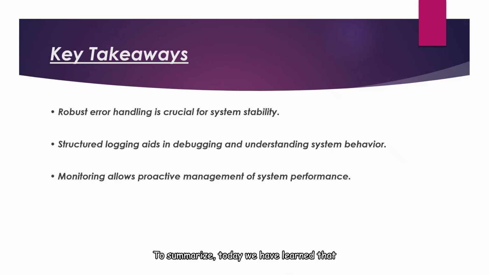To summarize today, we have learned that robust error handling ensures that your system can recover gracefully from unexpected failures. Effective logging allows you to trace system behavior and debug issues when they arise. Lastly, monitoring helps you keep an eye on key metrics and take action before a potential problem becomes a crisis. These three practices are indispensable in real-world systems to ensure they remain stable, reliable, and maintainable.